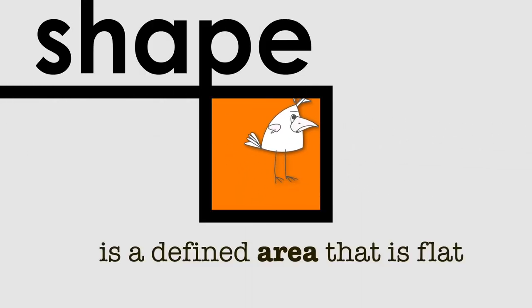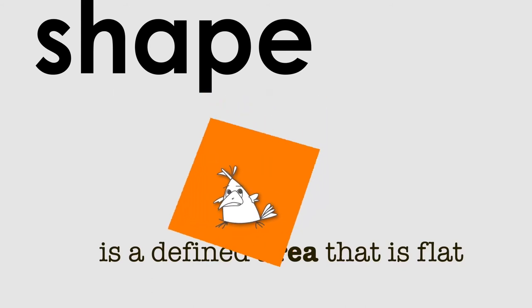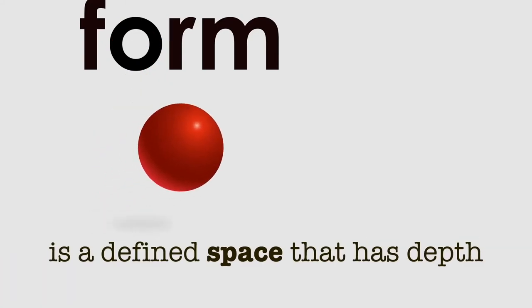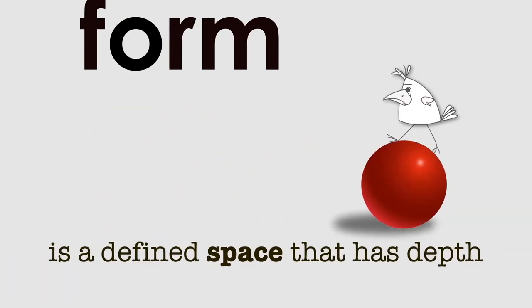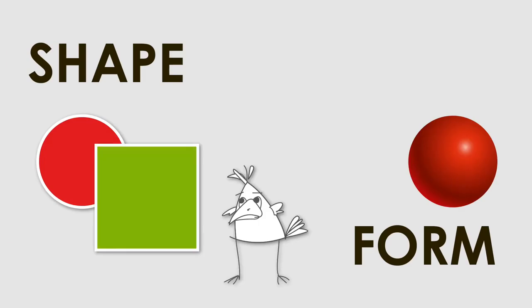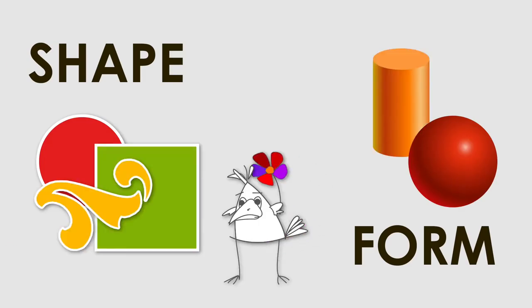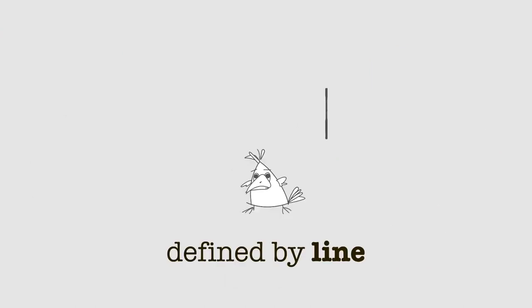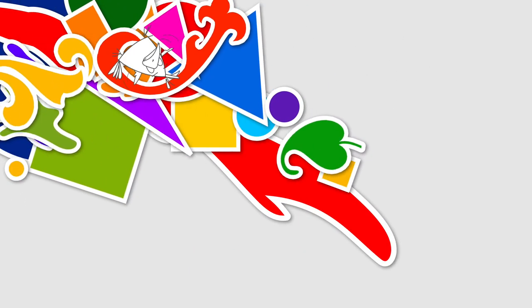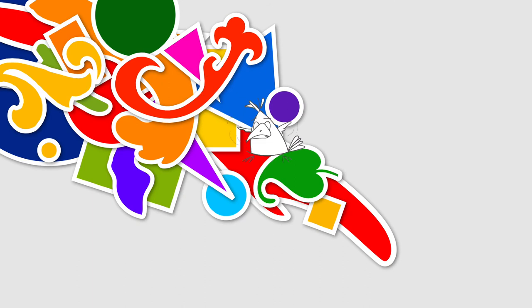Shape is a defined area that is flat or two-dimensional. Form is a defined space that has depth or has a third dimension. In visual arts, shape and form are defined by other elements of art. Shape and form can be defined by line. Line and shape almost always work together. There is an endless number of shapes and forms. There are simple shapes and there are complex shapes. Complex shapes and forms are just a combination of other shapes.